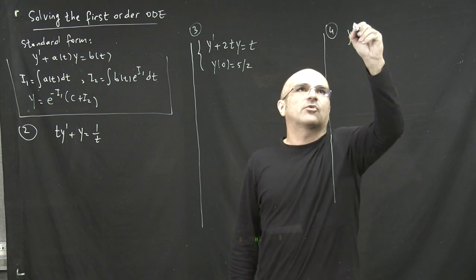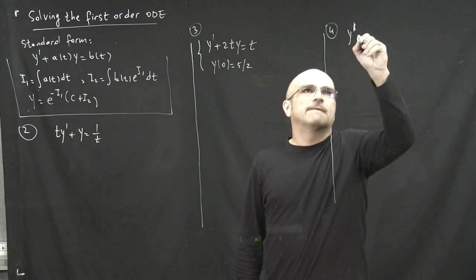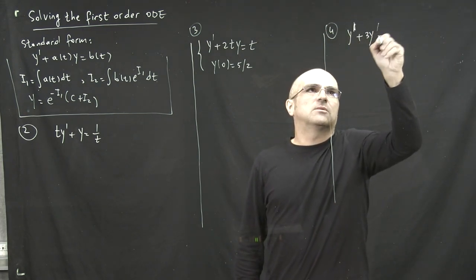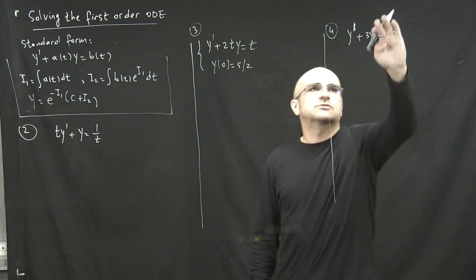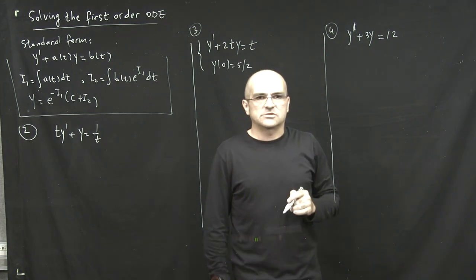So let's say y prime plus 3y equals 12. Plus 3y equals 12, sorry. So y prime plus 3y equals 12.